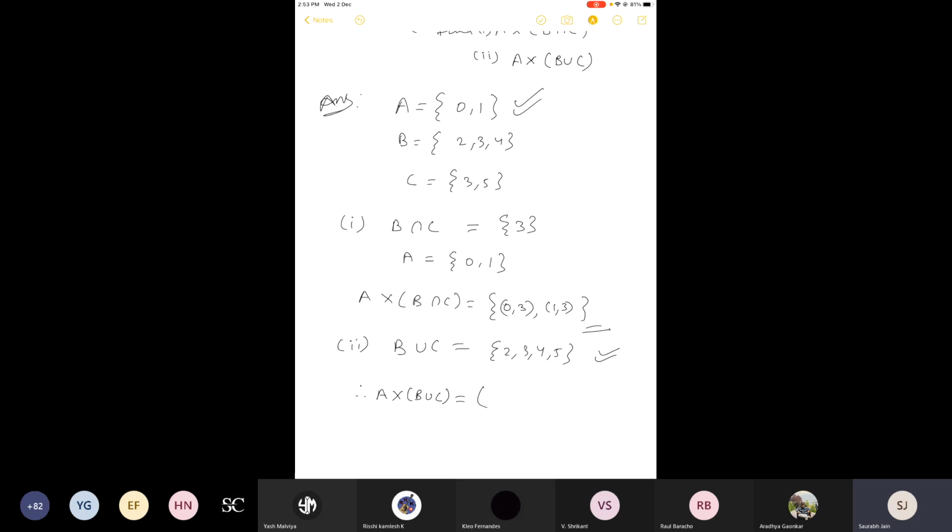So with 0, you will make 4 ordered pairs, which are (0, 2), (0, 3), (0, 4), (0, 5). Now similarly, with the second element 1, you will again make 4 pairs: (1, 2), (1, 3), (1, 4), and (1, 5). I am writing it here, it will create confusion. You try to write it in a single line. So this is simple. Cartesian product is a simple thing.